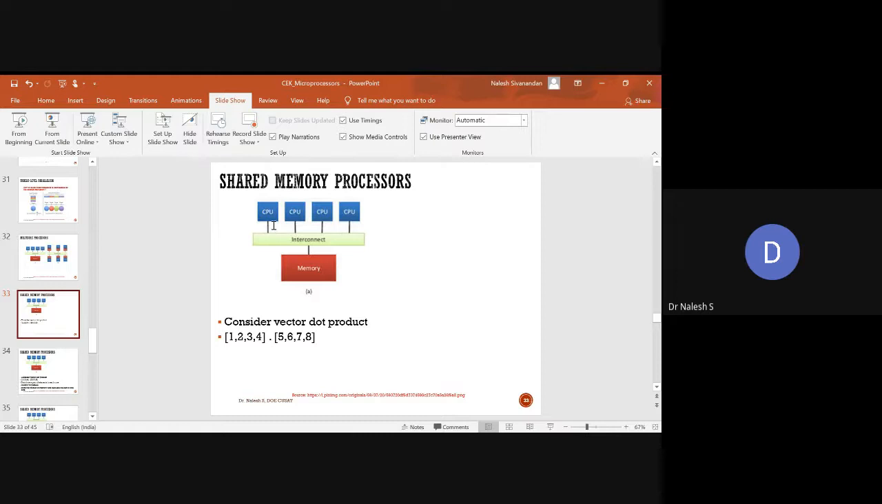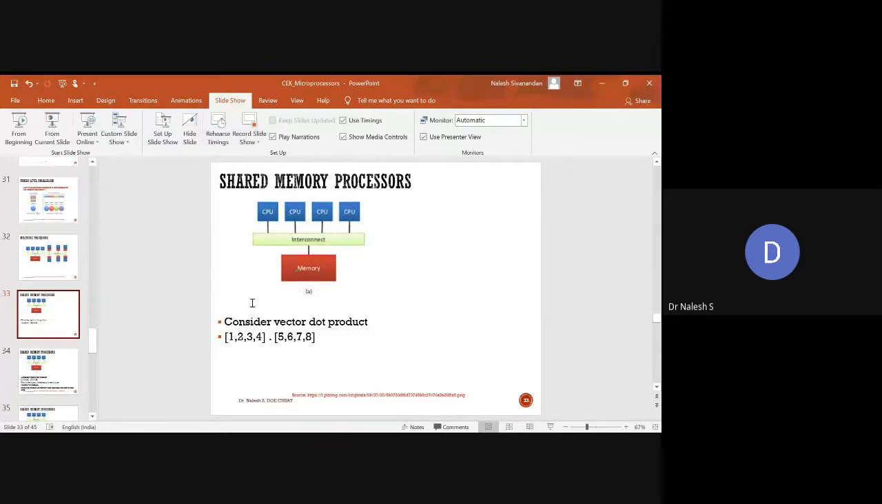So the program will be written such that each CPU will fetch the data from one vector, fetch the data from the other vector, multiply it, and write the data to memory. Then after all the CPUs have completed, one of the CPUs will read the data written by all the 3 CPUs, add it up, and the final result will be written.